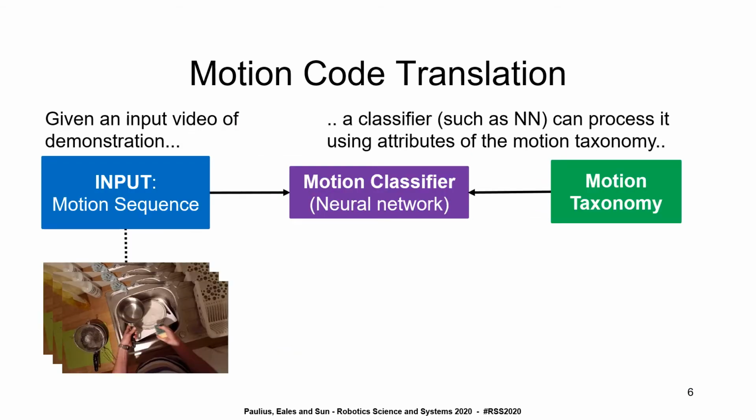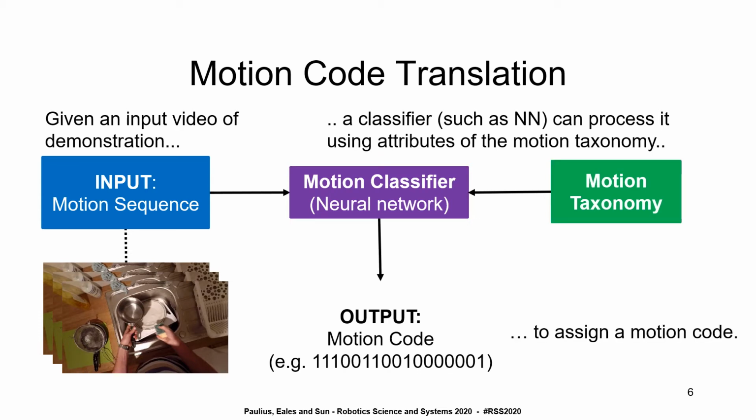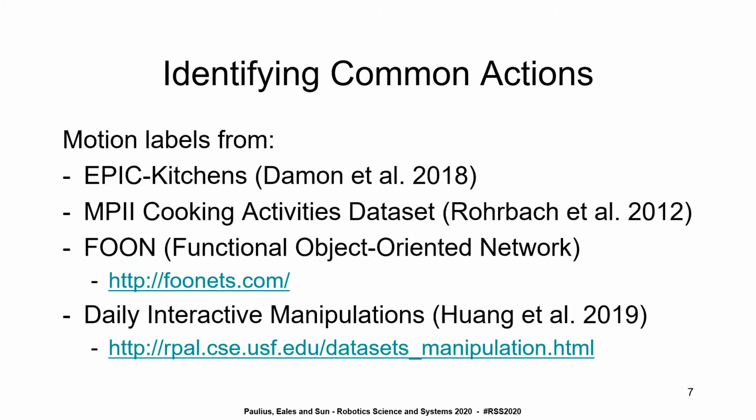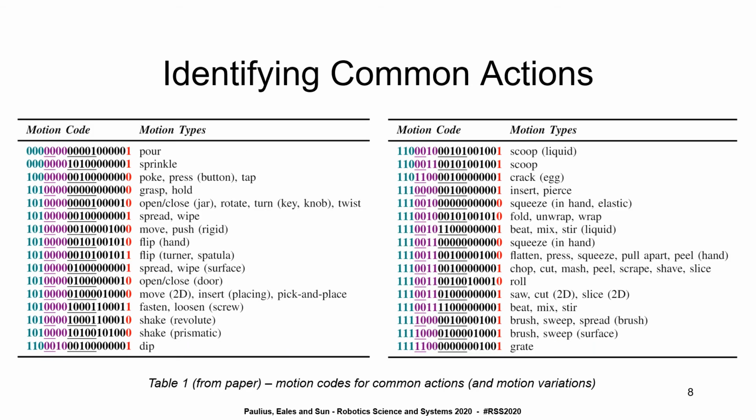The key idea of this taxonomy is to allow us to obtain motion codes directly from demonstration. The pipeline to obtain these codes is as follows. Given an input demonstration video, we can use a motion classifier that is trained on the motion taxonomy to produce a motion code as output, which can then be used as features for further classification tasks. In our work, we identified a list of common household actions across several datasets, including our lab's FOON and daily interactive manipulations datasets. We then defined motion codes for said household actions.